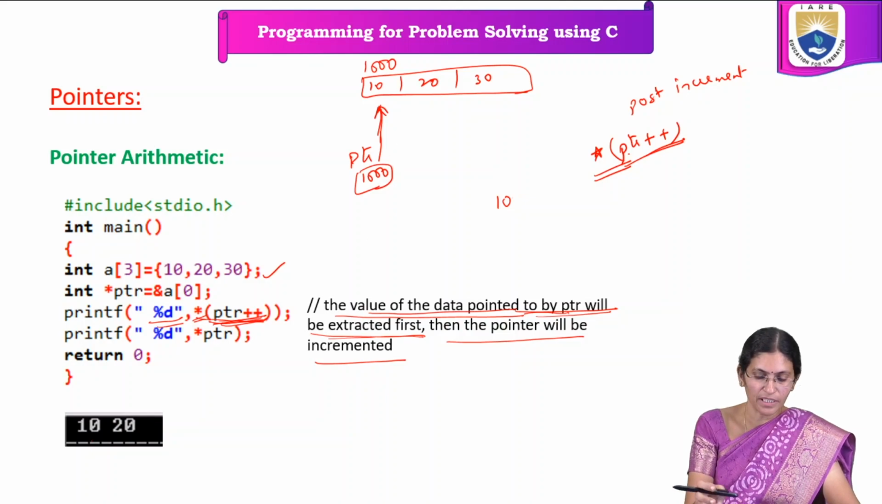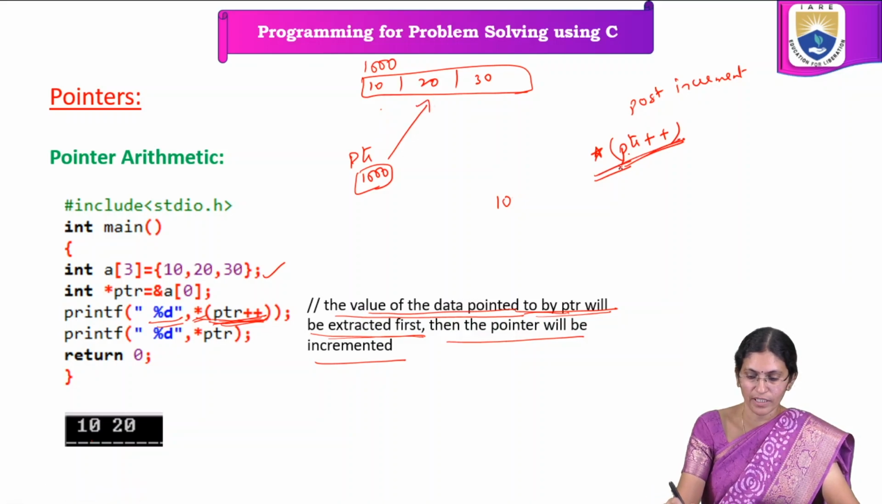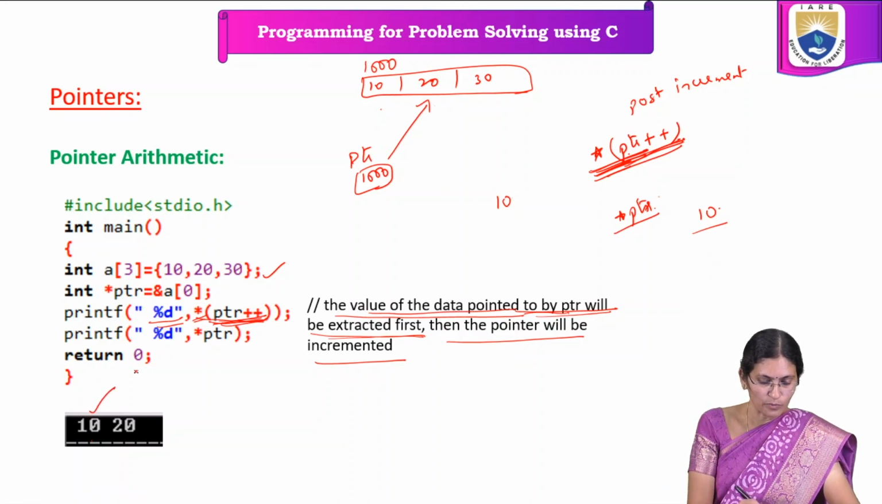Then after that PTR will point to the second element of the array. So this operation you can interpret in this way. First, star PTR will be evaluated. PTR is pointing to the first element of the array, so its value is equal to 10. So that is printed, and this is the output of this one.